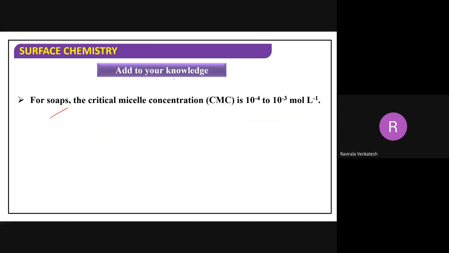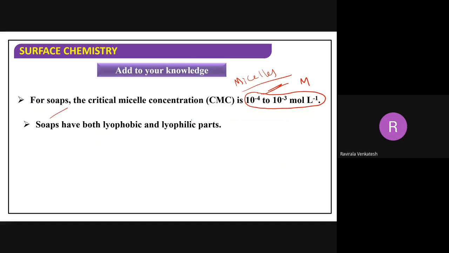Generally the soap's critical micelle concentration is 10 to the power of minus 4 to 10 to the power of minus 3 moles. Above or at this concentration, soap particles will convert into micelles. The soap particles will convert into what? Micelles. At what concentration? Critical micelle concentration. So what is that concentration? 10 to the power of minus 4 to 10 to the power of minus 3 molarity, because molarity is moles per liter.